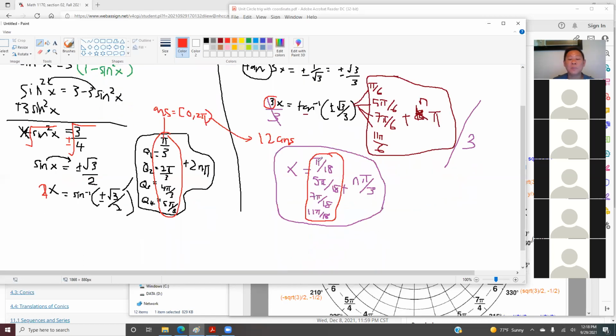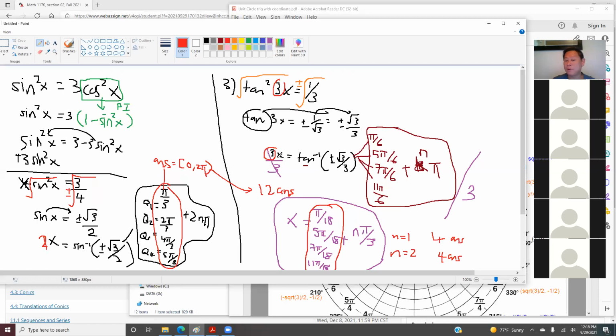So your answer will be this: pi over 18, 5 pi over 18, 7 pi over 18, and 11 pi over 18, and that's when n is 0. Then you replace n equals 1 to find the other 4 answers, and n equals 2 to find the next 4 answers. So you get these 4 answers, plus another 4 for n equals 1, and another 4 for n equals 2. That means you got a total of 12 answers here. Make sure you understand that when you have multiples like this, you will have multiple answers.